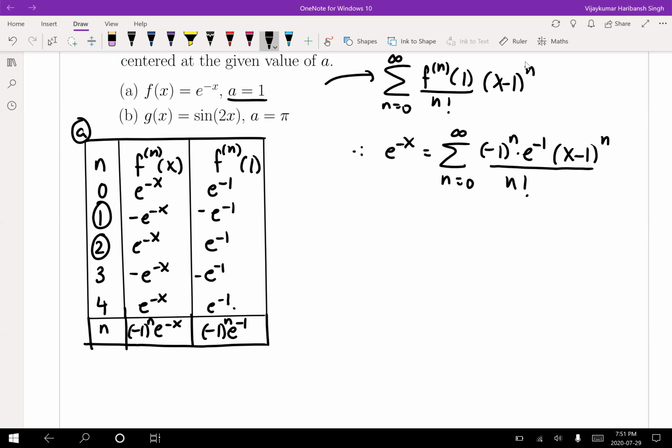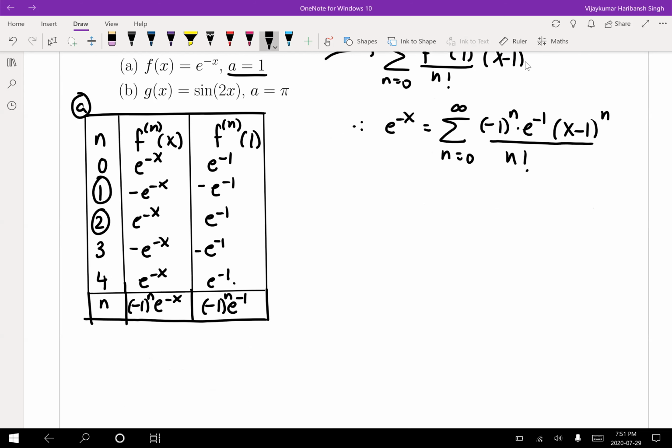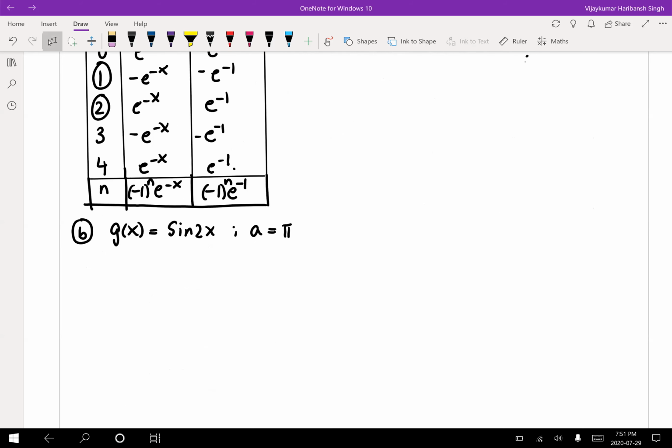So this is your Taylor series for your function. Now let's look at problem B. We have g of x equals sine 2x and a is pi. So now we have to compute some derivatives. So n is 0, 1, 2, 3, 4, 5, and so on. And we need to compute the nth derivative, and then we need to compute the value of the nth derivative at a, and your a is pi.